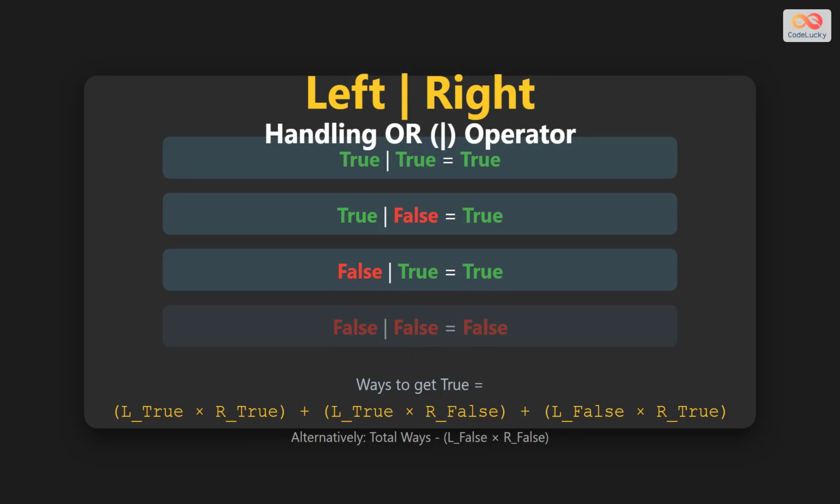For the OR operator, we have more possibilities. The result is true if at least one of the sides is true. This means we can have true or true, true or false, or false or true. We sum up the number of ways for all three of these combinations to get the total count for the OR operator.